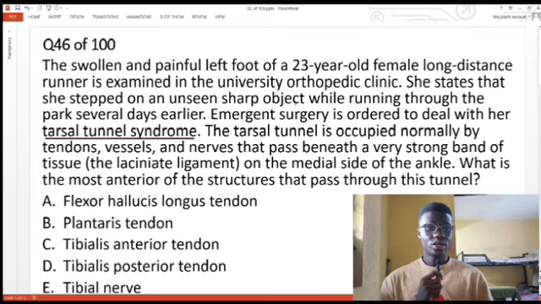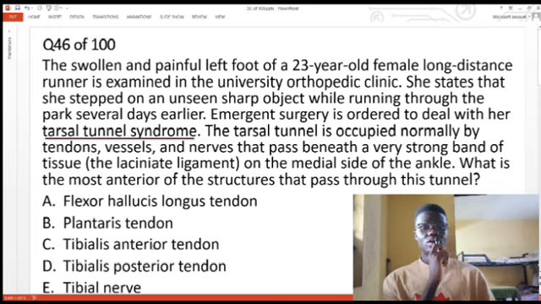The tarsal tunnel is occupied normally by tendons, vessels, and nerves that pass beneath a very strong band of tissue, the laciniate ligament, on the medial side of the ankle. What is the most anterior of the structures that pass through this tunnel? Flexor hallucis longus tendon, plantaris tendon, tibialis anterior tendon, tibialis posterior tendon, and the tibial nerve.